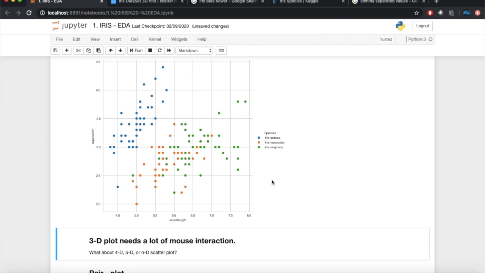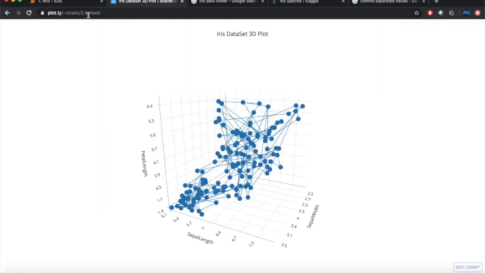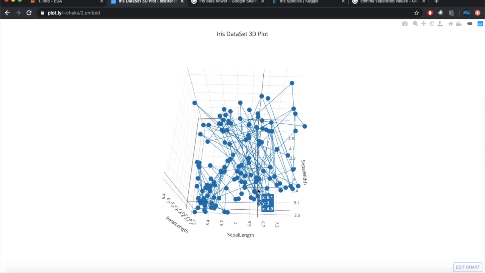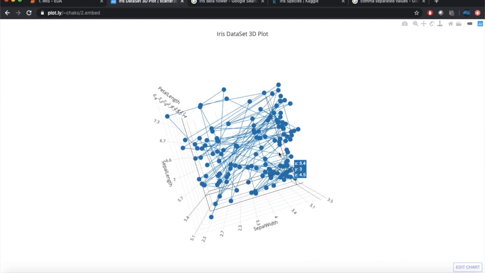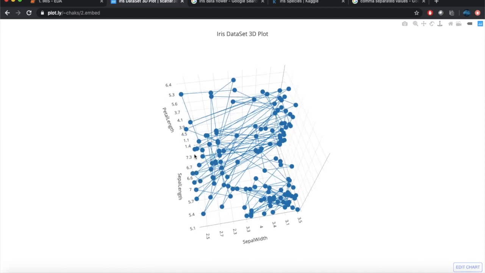But is it possible to plot a three-dimensional plot? Yes, it is possible. I am showing you a very well done implementation by plotly. We have done a 3D plot of the iris dataset. Here you can see that there are three features: petal length, sepal length, and sepal width. These are awesomely arranged and you can play around. I will give the link in the description box.